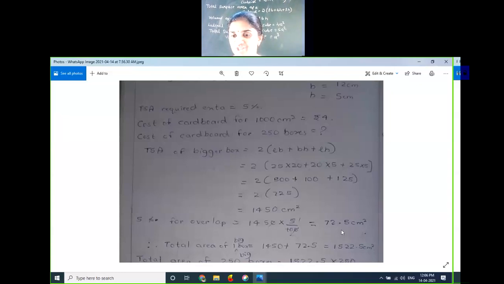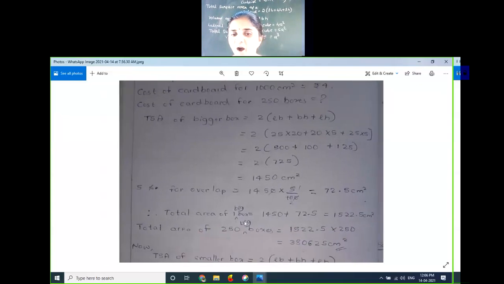Then how much sheet is required for preparing the big sweet box? This much, and this much for overlapping. 1450 plus 72.5 centimeters square. Total area of the big box is equal to 1450 plus 72.5, which is equal to 1522.5 centimeters square. So this is one box measurement.